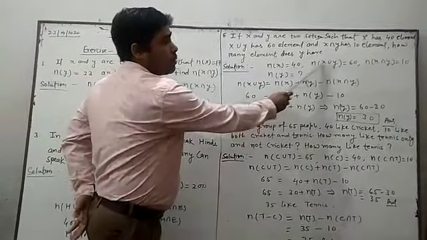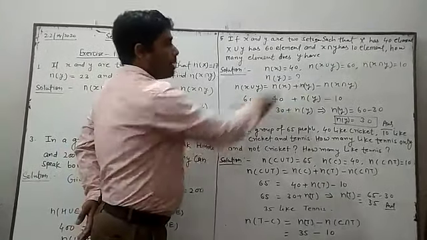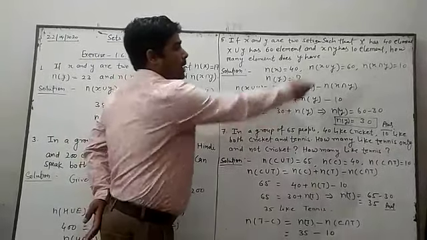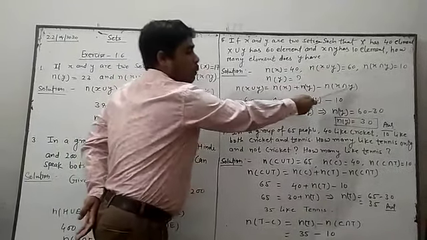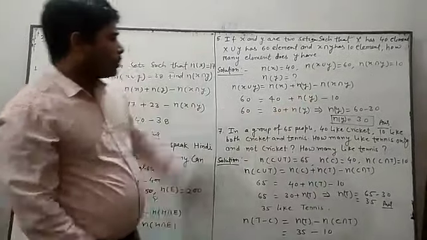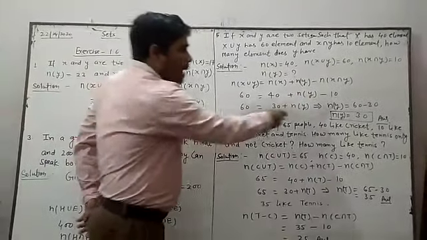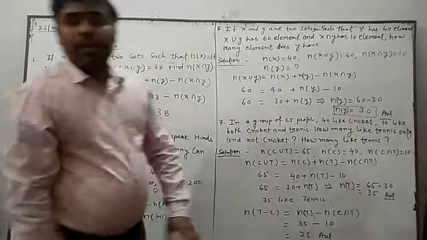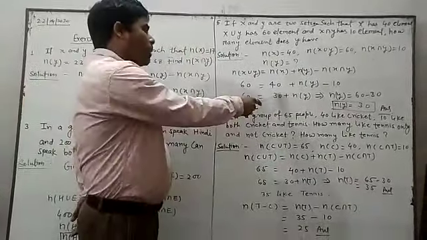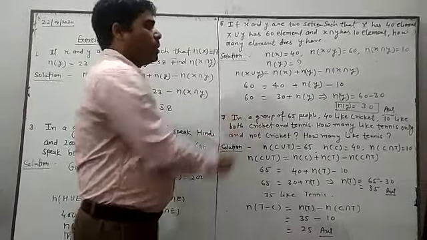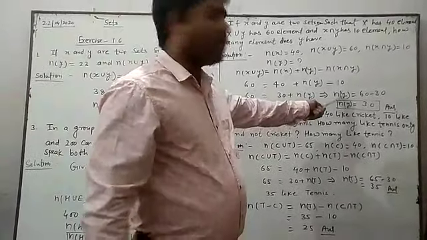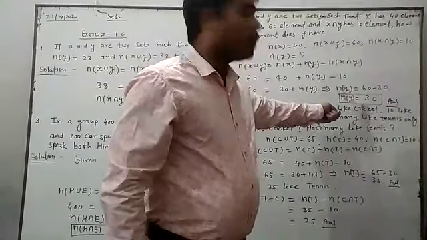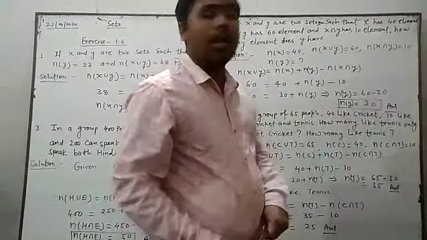n(X union Y) is equal to 60, n(X) is equal to 40, n(Y) is what is asked, and n(X intersection Y) is equal to 10. Now 60 equals 40 minus 10, which is 30, plus n(Y). We transpose the 30 here: 60 minus 30. Now we get that the number of elements in set Y is equal to 60 minus 30, which is 30. So this will be the answer.